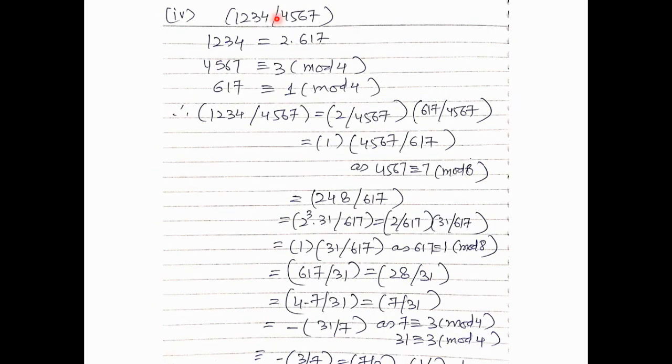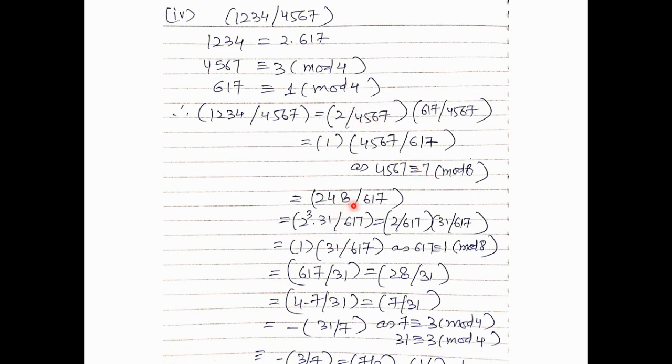Then we have this 1234 upon 4567. So 1234 can be written as 2 into 617, and 4567 is congruent to 3 modulo 4. And 617 is congruent to 1 modulo 4. Therefore, this symbol is equal to 2 upon 4567 into 617 upon 4567. So this is equal to 1 into 4567 upon 617, as this 4567 is congruent to 7 modulo 8. So this has value 1.